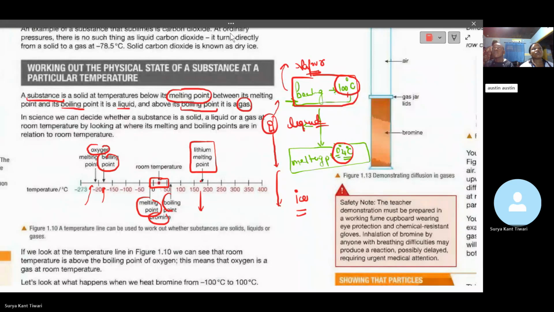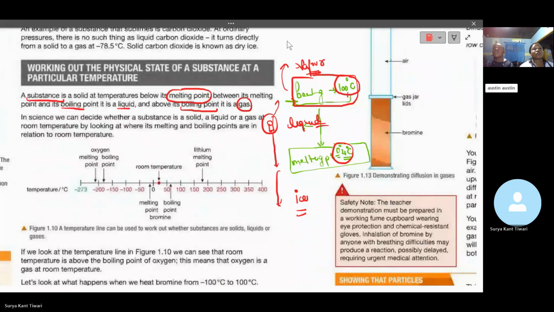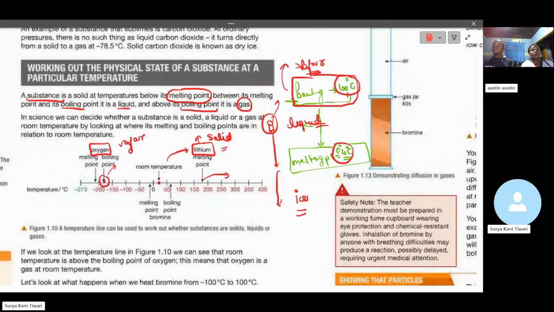That means lithium's melting point is always higher than room temperature, so it will always be solid because its melting point is very high. But for oxygen, the boiling point is very low, so it will always be in the form of vapors, in the gaseous state.